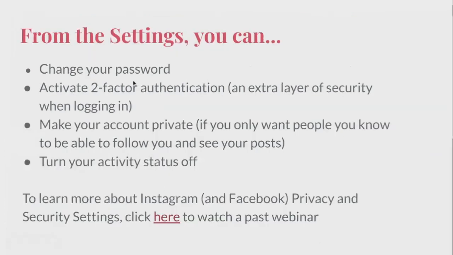From the settings, you can change your password. You can activate two-factor authentication, which is an extra layer of security, so it's harder for you to get hacked. You can make your account private, so only people that you allow to follow you will be able to see what you post. And you could turn off your activity status. Activity status is basically whenever you're online, someone can see that you're online if you have it enabled, but if you turn it off, they won't be able to see.